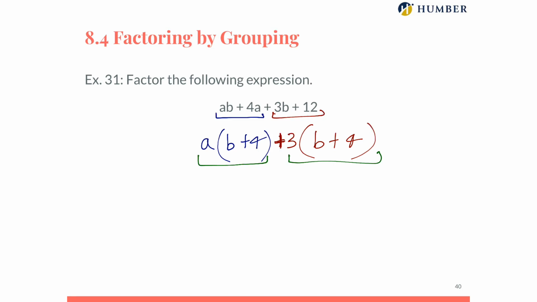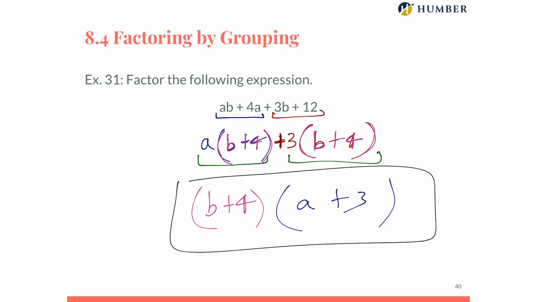Now, between these two terms, do they have something in common? Yes. B plus 4. Because they both have B plus 4 common to them, you can pull out B plus 4 from each of them. B plus 4 taken out from each of them leaves us with A and the 3. A plus 3. And that would be the final answer. So factoring by grouping uses common factoring, essentially. Most of the time. Not always, but most of the time.